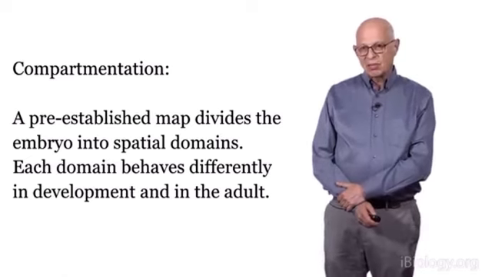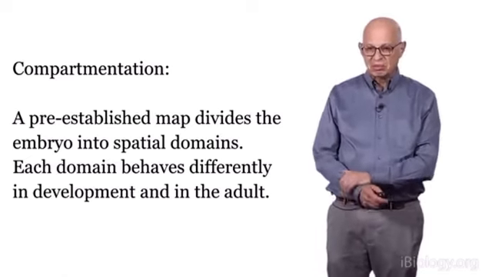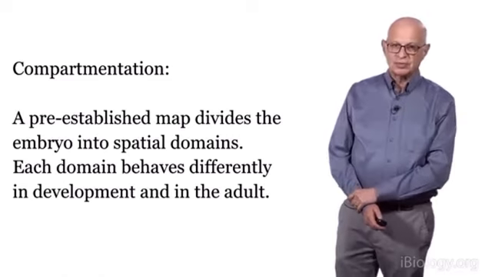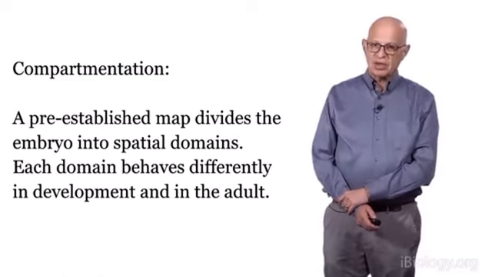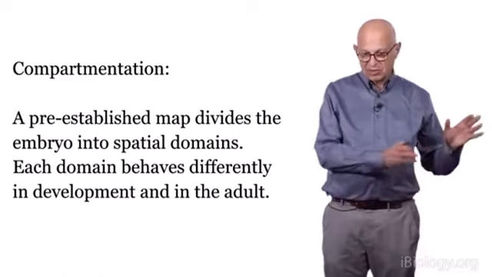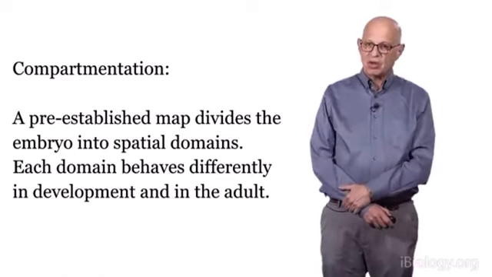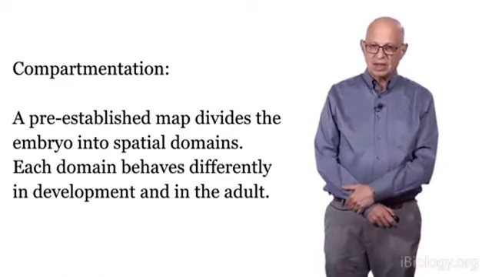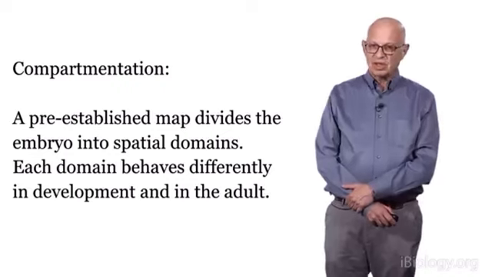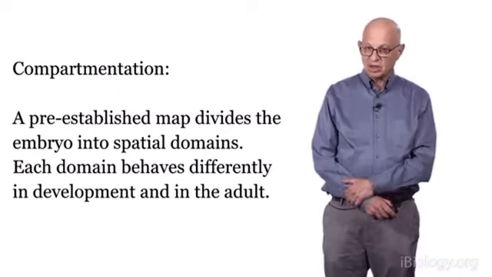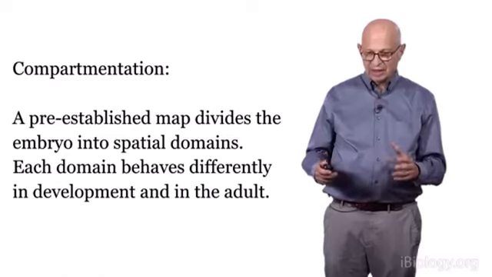Now, in the embryo, as I will talk about multicellular animals, there's a pre-established map, not completely pre-established from the egg, but very early on, that divides the embryo into spatial domains. And each domain behaves differently in development and the adult.